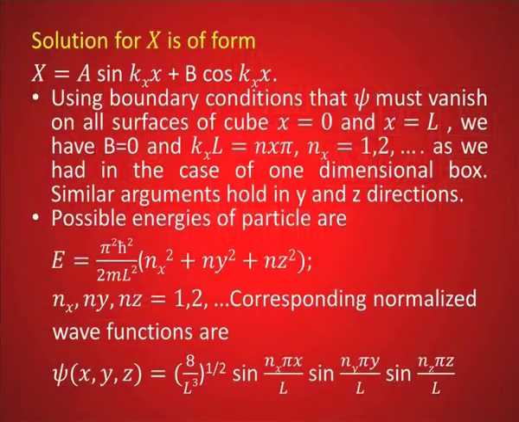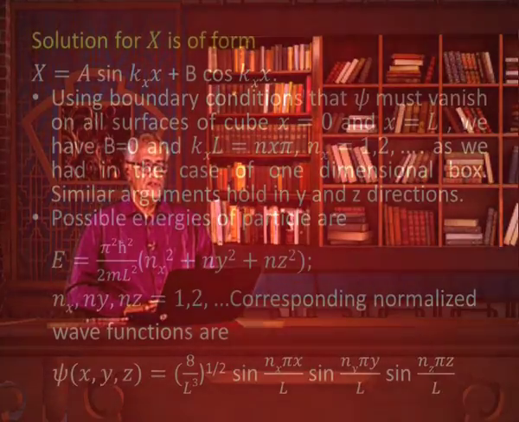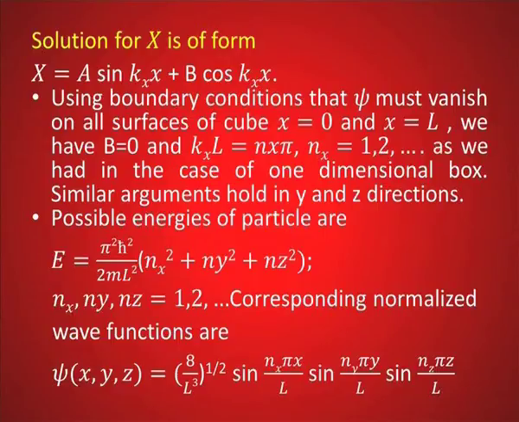Now we have to impose certain boundary conditions on these as we did before. The solution for X must be of the form X is equal to A sin kx x plus B cos kx x, and because at x is equal to 0 and x is equal to capital L, this must vanish, we must have B is equal to 0 and kx L is equal to nx times pi, where nx is equal to 1, 2, 3 etc., as we had in the case of 1-dimensional box, and similar arguments apply in y and z directions. So, we have the possible energies of the particle E as pi square h bar square upon 2 m L square multiplied by nx square plus ny square plus nz square, and each of nx, ny, nz are integers ranging from 1 to infinity.